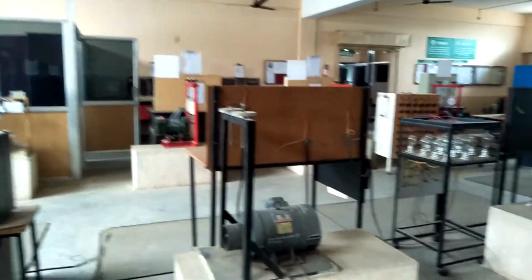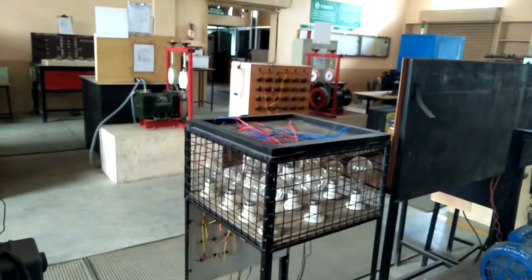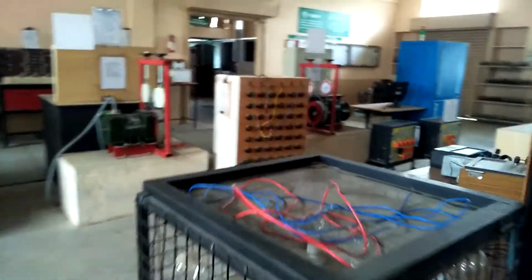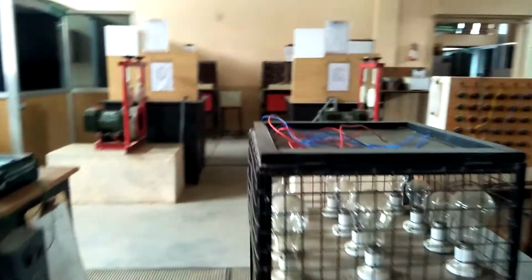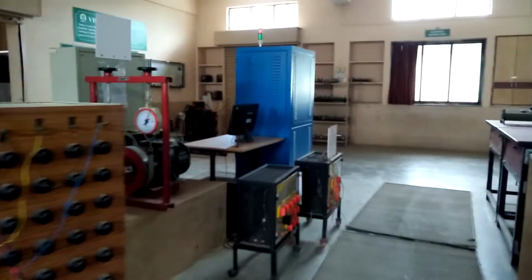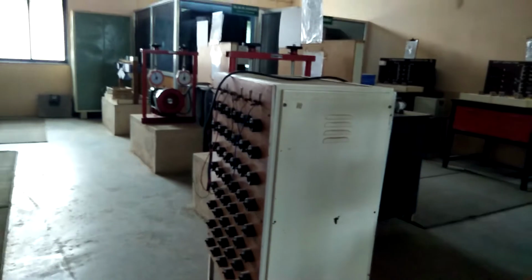Now, similar to the mechanical loading, there is electrical loading, because we have to load the alternator and generator with the help of electrical load. There are three types of loads: resistive load, capacitive load, and inductive load. This is our inductive load, and this is your variable inductive load. Now the lamp load is a type of resistive load. Similarly, we have some resistance banks. This is a resistance bank, and this is a capacitor loading.